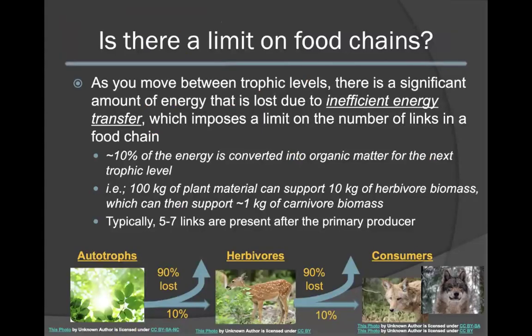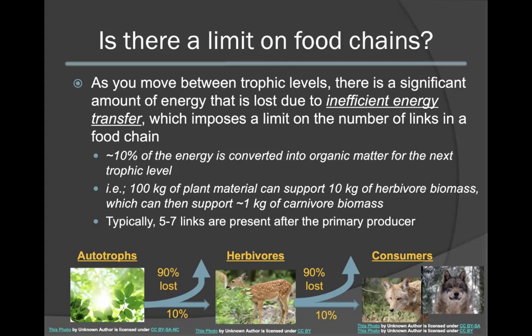When studying trophic structure, it is also important to consider, is there a limit on food chains? In general, when you move between trophic levels, there's a significant amount of energy that is lost. This is because there is inefficient energy transfer at each level. This, in essence, will impose a limit on the number of links that are present within a food chain.